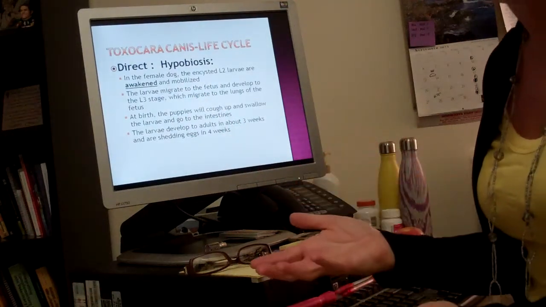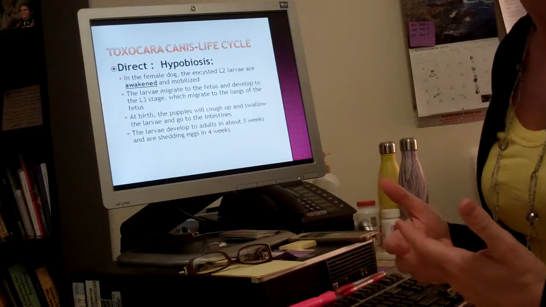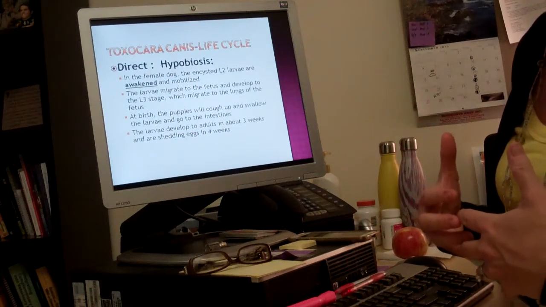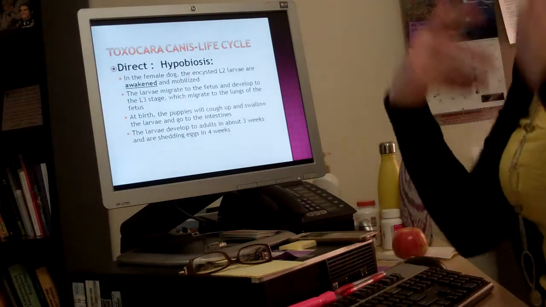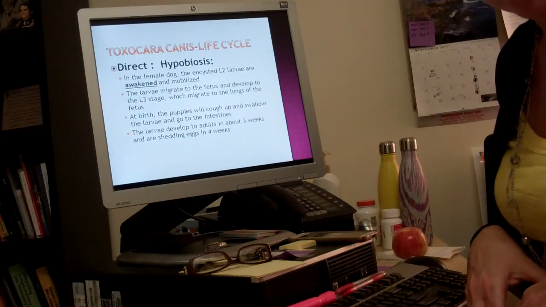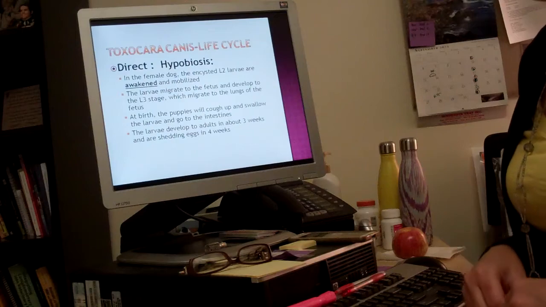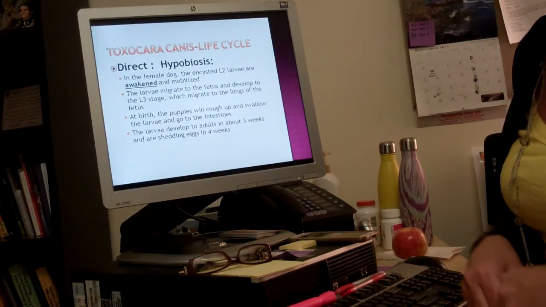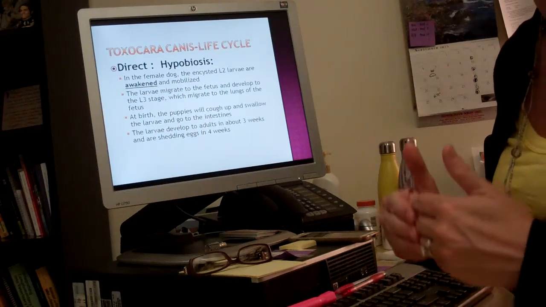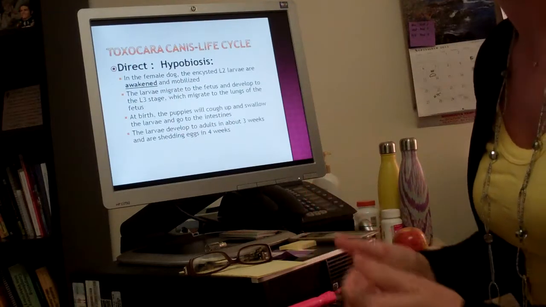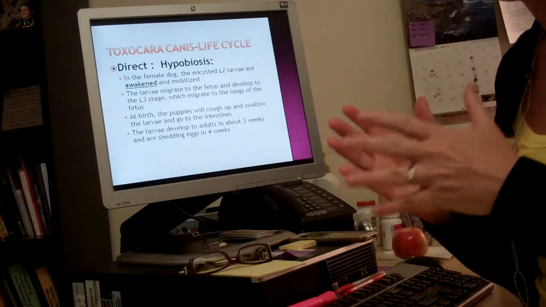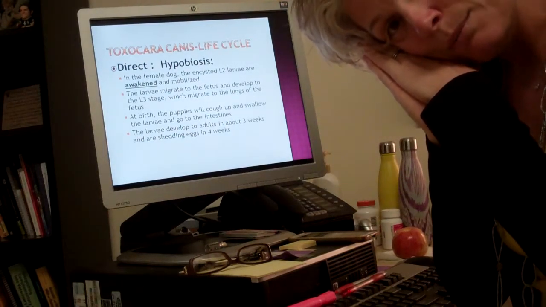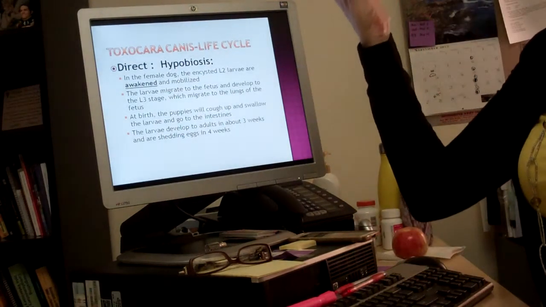And when the babies are whelped or born, that larva that is in the fetus will then get coughed up and swallowed and go down again into the gastrointestinal system. And that larva then, once it reaches the small intestine, will be able to mature into an adult. That is somatic migration, sleep, hypobiosis, the awakening.